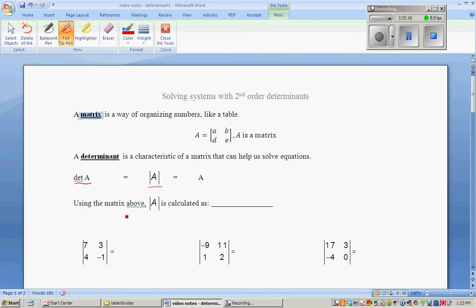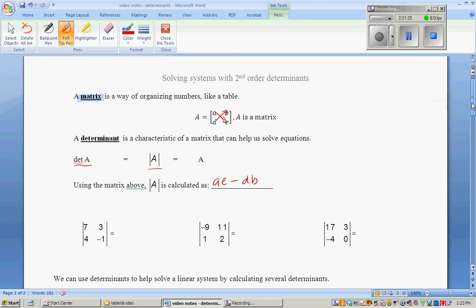And using the matrix above, we are going to calculate the determinant by doing AE minus this direction, DB. And that's all you do. So we're going to practice calculating some determinants right here and see how it goes. So the first one we would do 7 times negative 1 is negative 7 minus 4 times 3, which is 12. So the resulting determinant is negative 19.